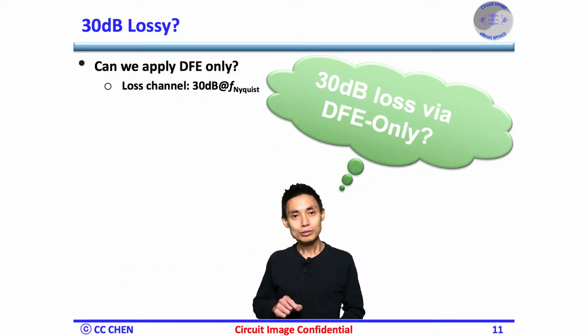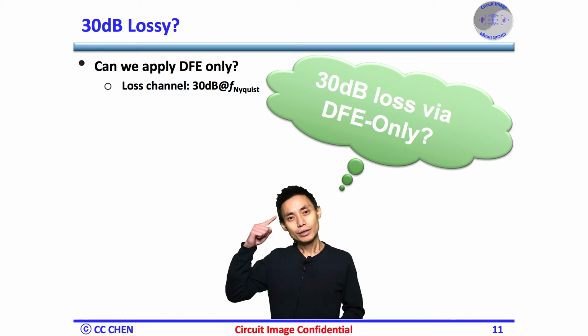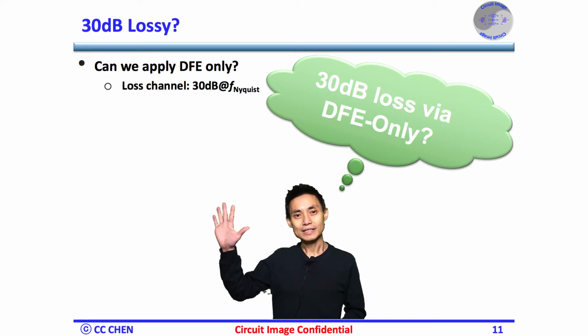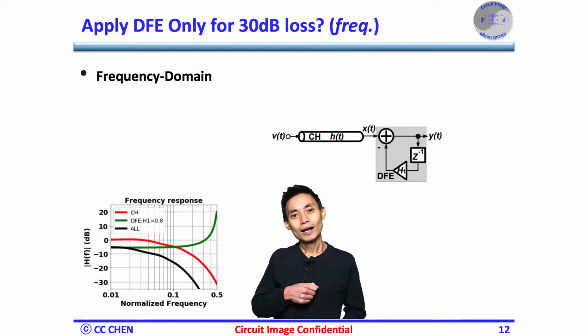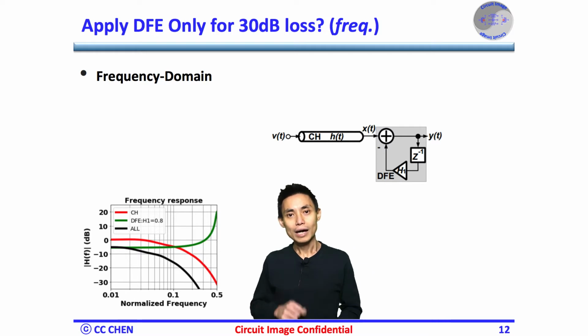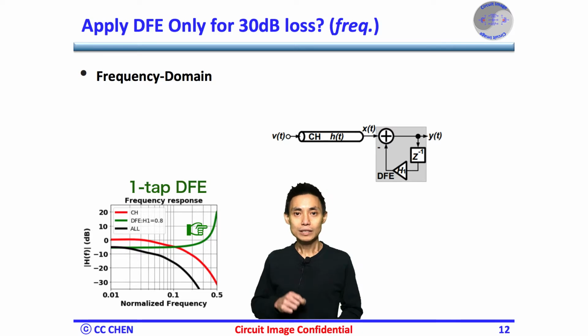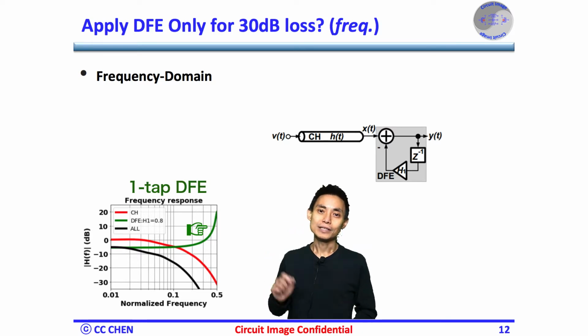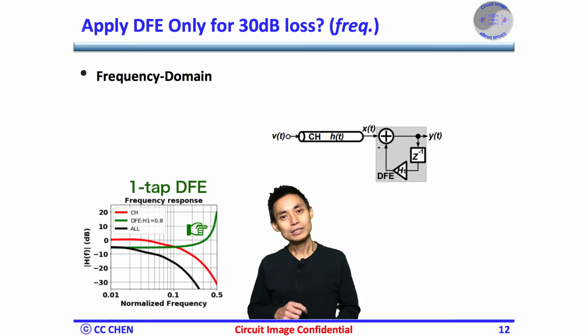Let's discuss the most common question: why don't we apply DFE only for a 30 dB loss? Think about your own images for 5 seconds. Let's look at the DFE's frequency domain characteristic. The channel has the 30 dB loss at the Nyquist rate, and the one-tap DFE is the green one. Obviously, the one-tap DFE cannot equalize the channel well since the DFE's response is not an inverse of the channel.